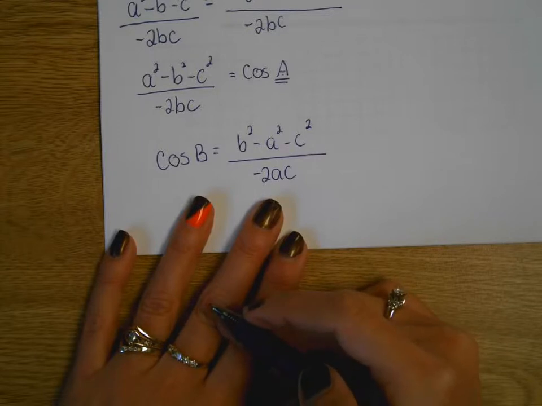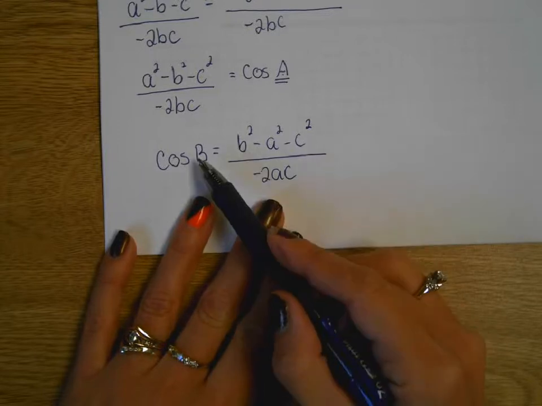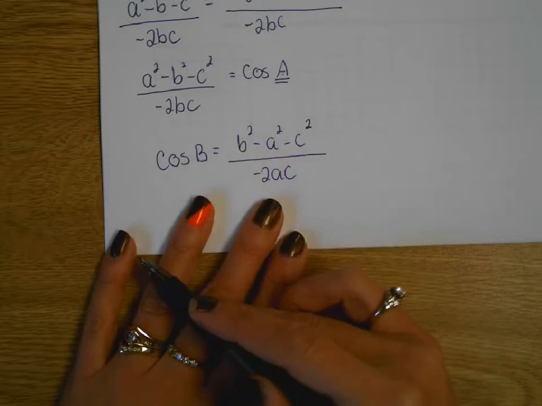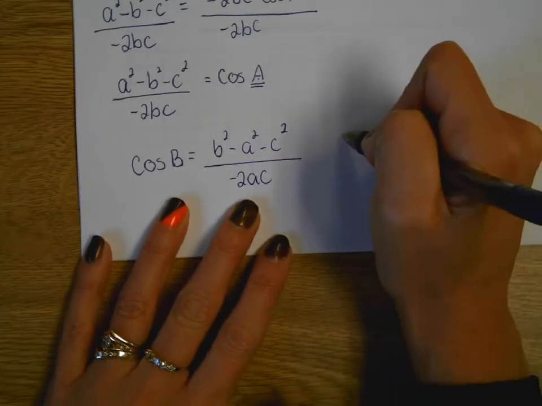I put a B where the A is supposed to be. That would be bad. You're finding B, you got to start with B. Yeah. And then the other one would be cosine of C.